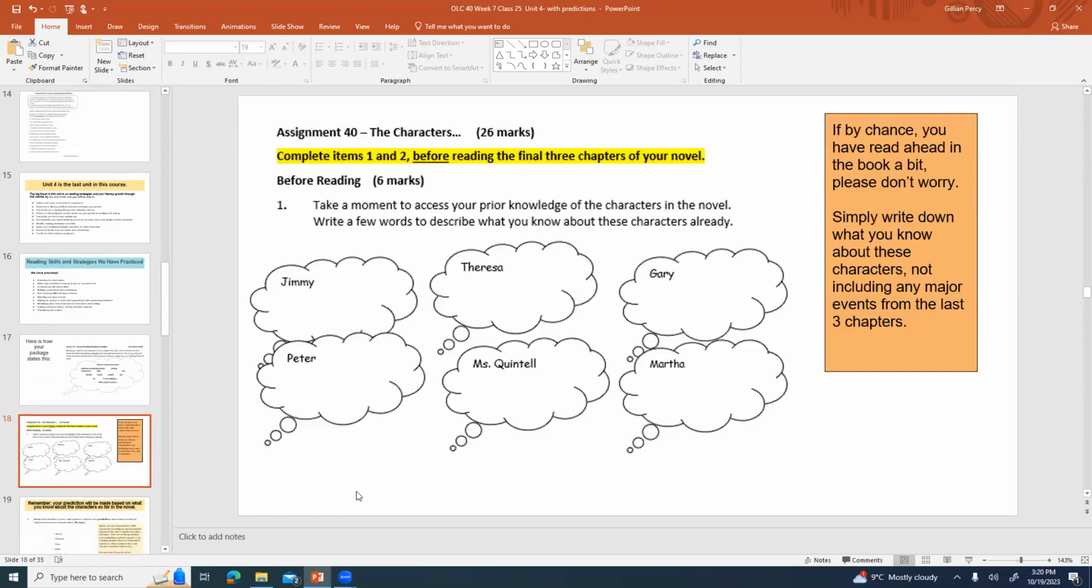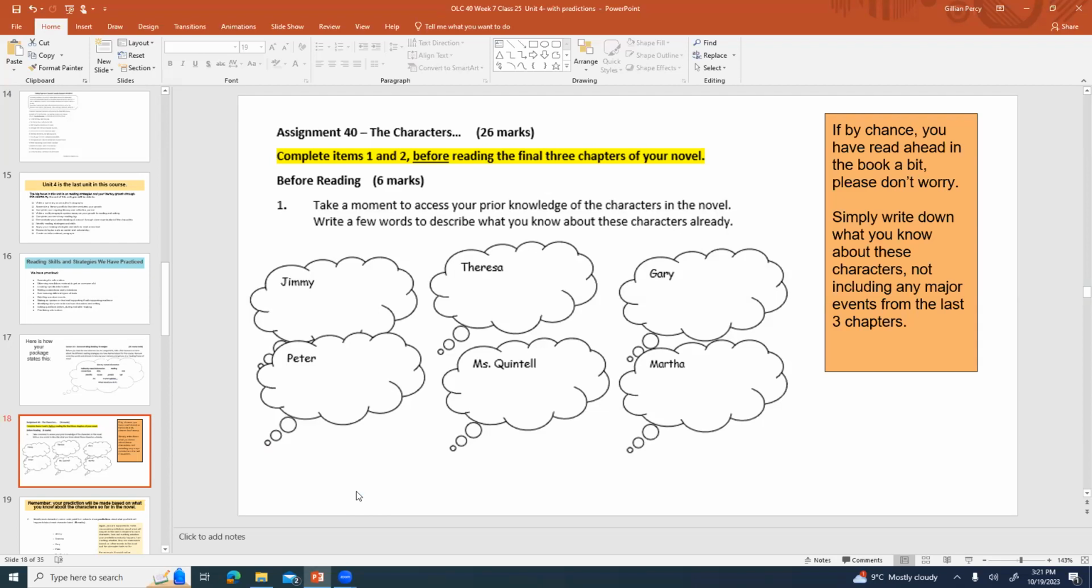All right, so this is assignment 40, and we start off with the characters. So before you read any further in the book, if by chance you've read ahead in the book a bit, don't worry. I talked to a student today, and they were stressed out because they realized they'd read the whole novel. Don't worry about it. Simply write down what you know about those characters. Try not to include any major events from the last 3 chapters. It's not the end of the world. Do not worry. You're not going to get marked down for that in any way, okay?